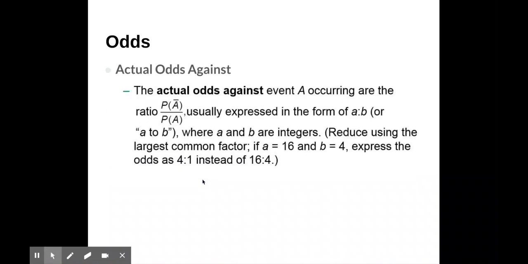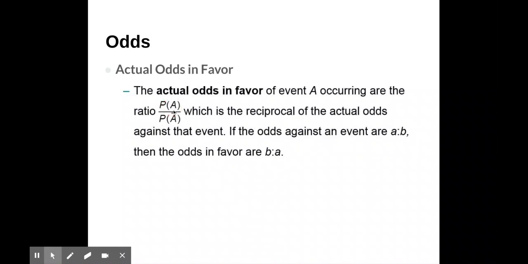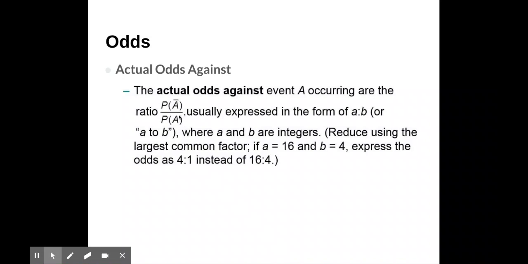Okay, so odds. When we talk about the odds of things, we say the actual odds against an event, so this is the odds that something does not happen, is simply the probability of the complement divided by the probability of the event. Now these two probabilities would both be found using the same denominator, either the number of times the procedure was repeated, if it was relative frequency, or the number of total possible simple events, if it was the classical approach. And either way, when we divide one by the other, it will cancel out.